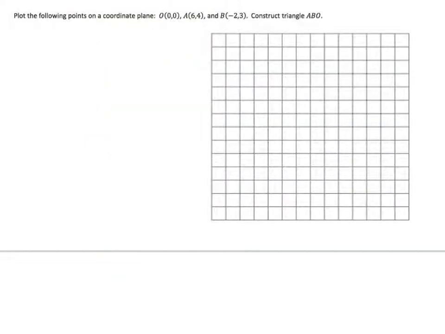Another random question. Plot the following points on a coordinate plane. Let's see, I have some positives and negatives, so let's put my x and y axis here. And I'm going to plot the points. 0, 0. Love it when it's at the origin. So easy to find. 6, 4. 1, 2, 3, 4, 5, 6. 1, 2, 3, 4. And negative 2, 3. Negative 2, 1, 2, 3.